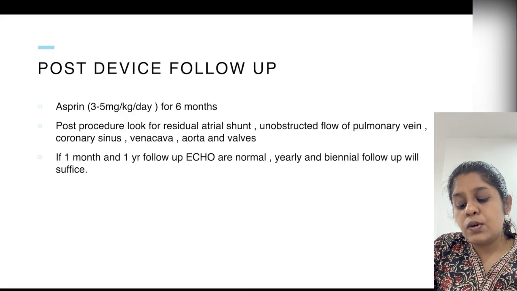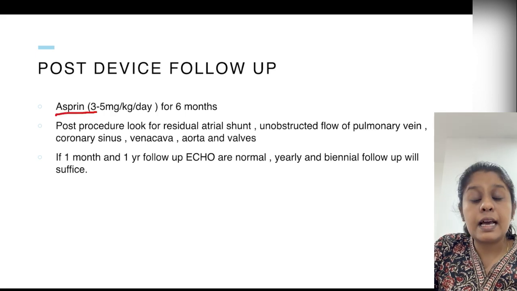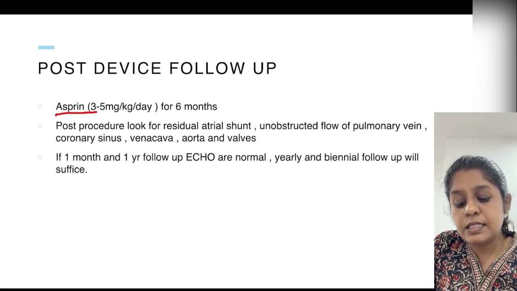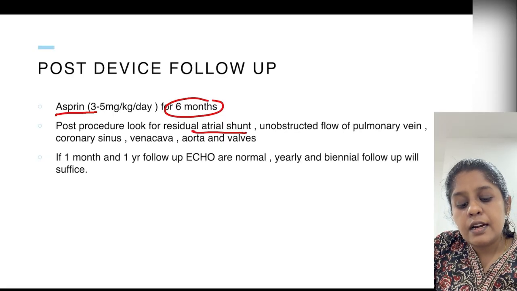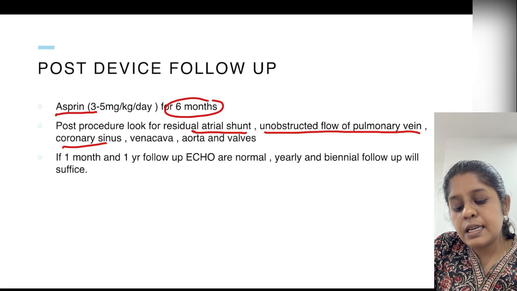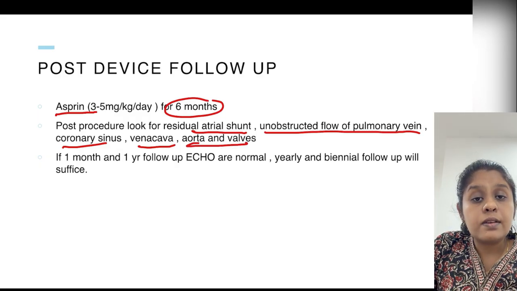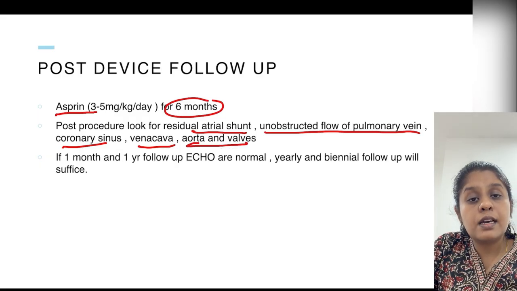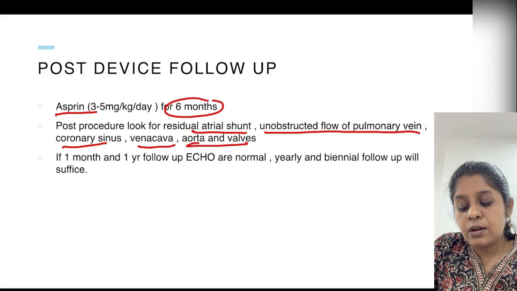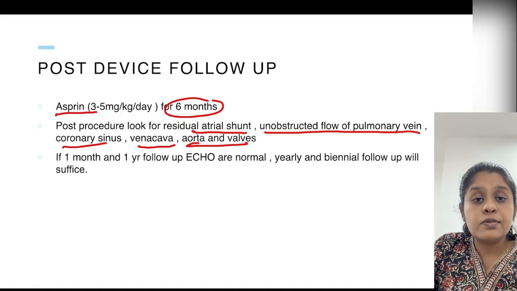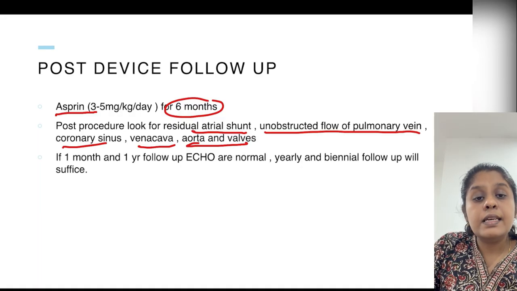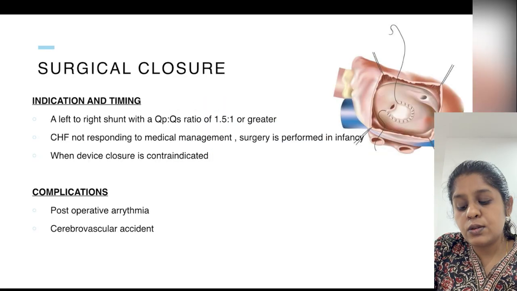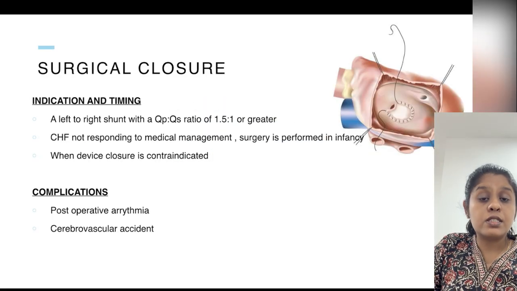Coming to post device follow-up, you can give aspirin antiplatelet 3 to 5 mg per kg per day for 6 months. Post procedure, you look for residual atrial shunt, unobstructed flow of the pulmonary vein, coronary sinus, vena cava. So you look at all the great vessels, how they are flowing. You see how the blood is reaching the heart and whether there is a residual shunt. At 1 month and 1 year follow-up, if the echoes are normal, then you keep a yearly follow-up. That will be enough.